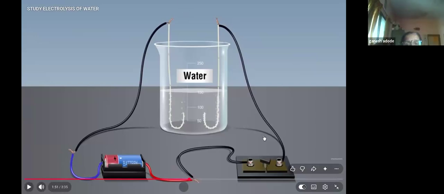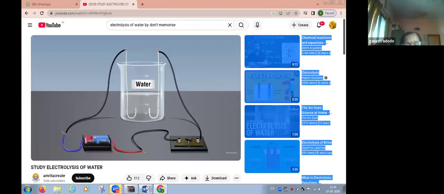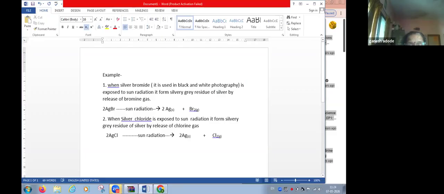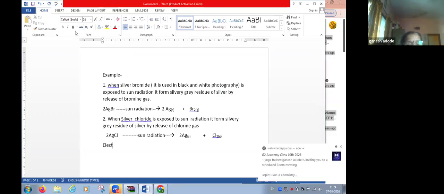Now we have to discuss what is meant by electrolytic reactions. We have to discuss the third type of decomposition reaction, which is known as electrolysis or electrolytic reactions. Got this one? Now what is meant by an electrolytic reaction?